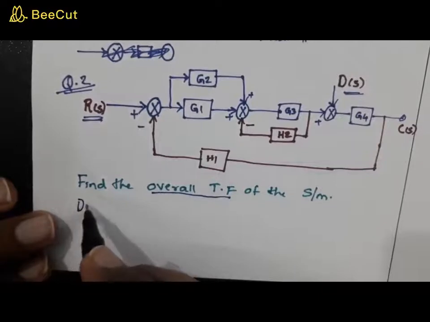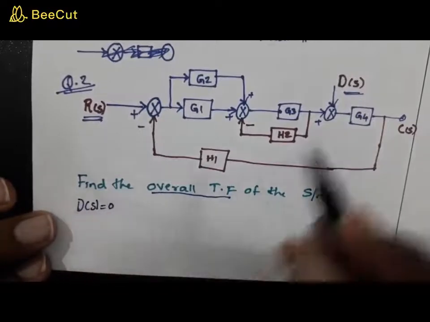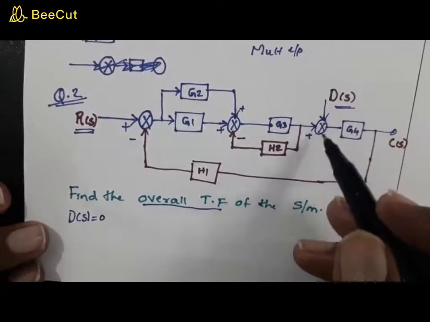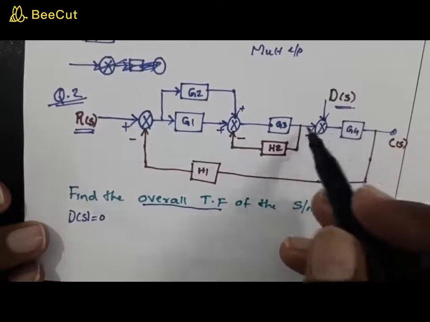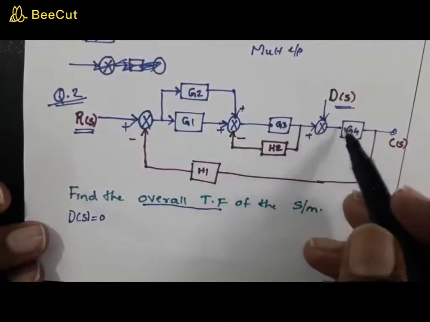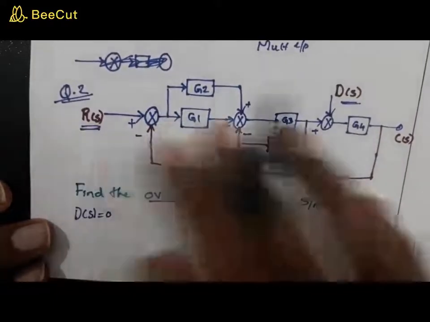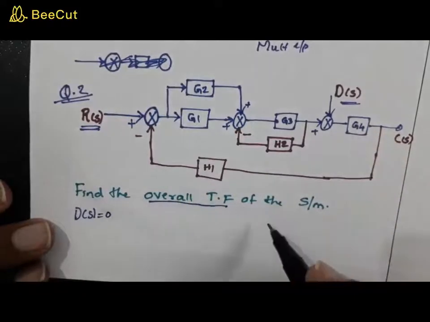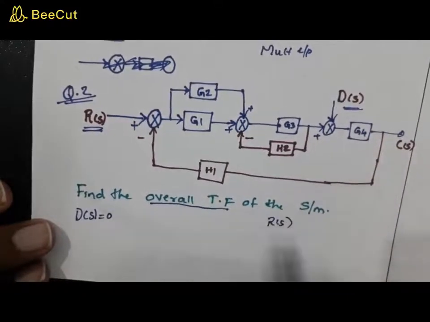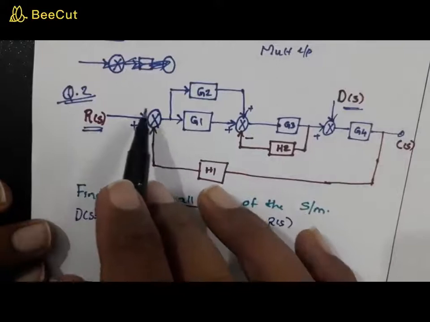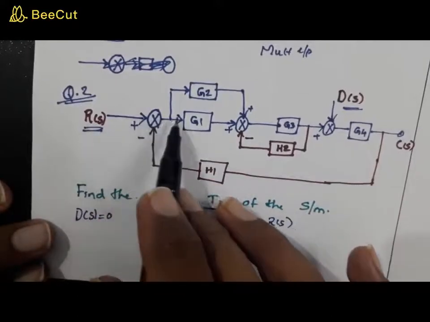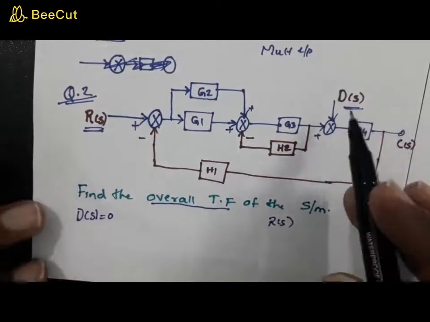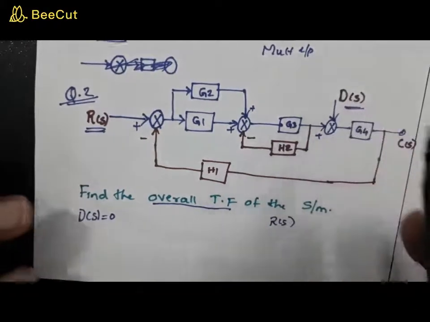So what you need to do, to find out the overall transfer function, is first of all consider D(s) to be 0. Now what happens when D(s) is 0? When D(s) is 0, this summer has no meaning. That means you can consider this as a simple straight line, and then it's going to be a single input block diagram, right? Now after that, make R(s) 0. Once you make R(s) 0, this summer has no meaning. That means you can just directly connect, you have only that effect. So again you have a block diagram with one input.